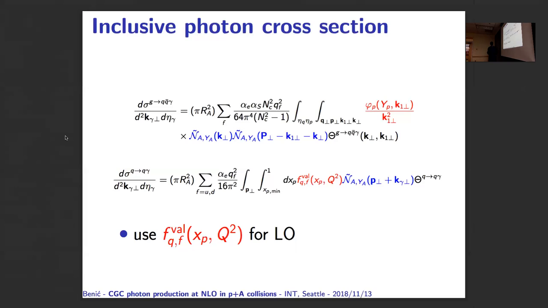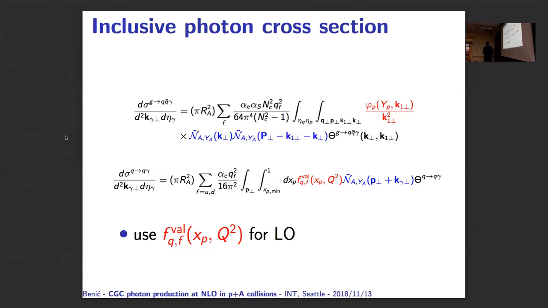Maybe I missed that, but in addition to this, what I'm trying to say is that your PDF gives you a gluon, right, and then you run with it. Or your PDF can give you a quark, and you just emit the photon from it, right? What's wrong with that?